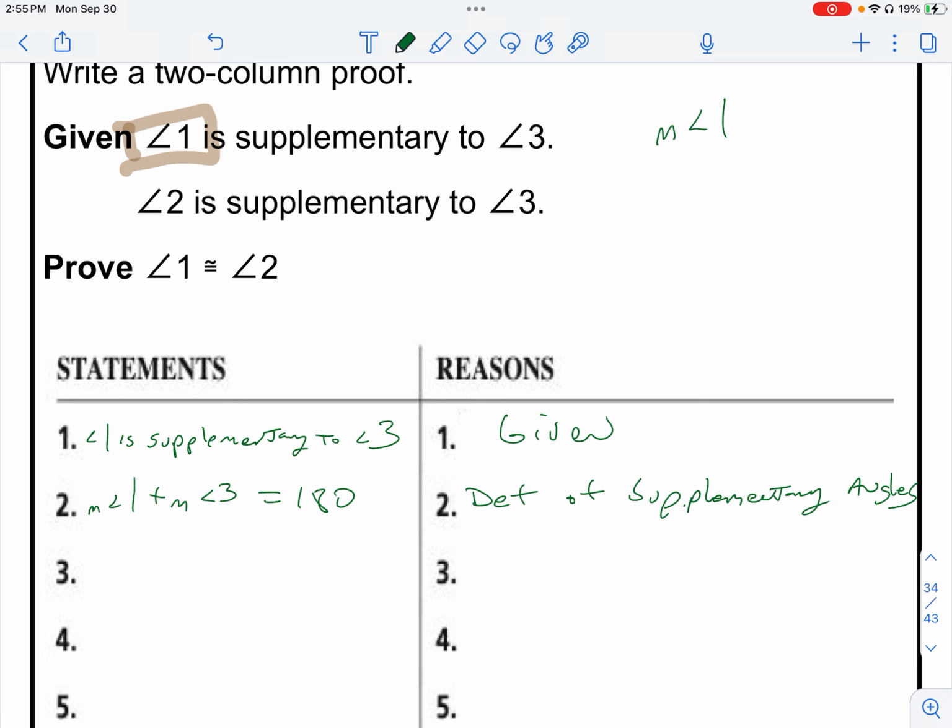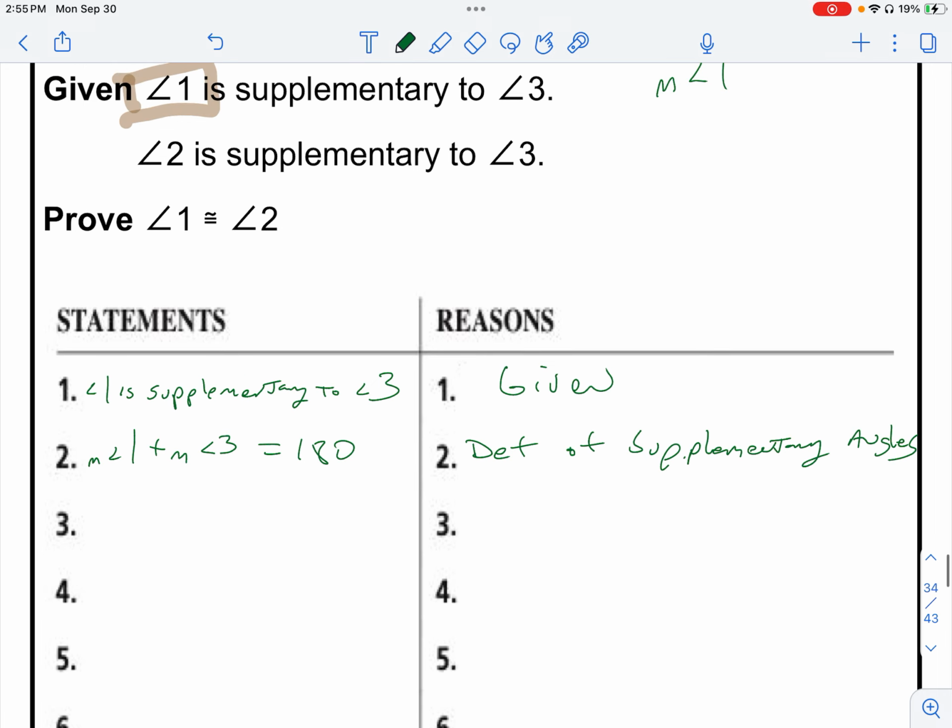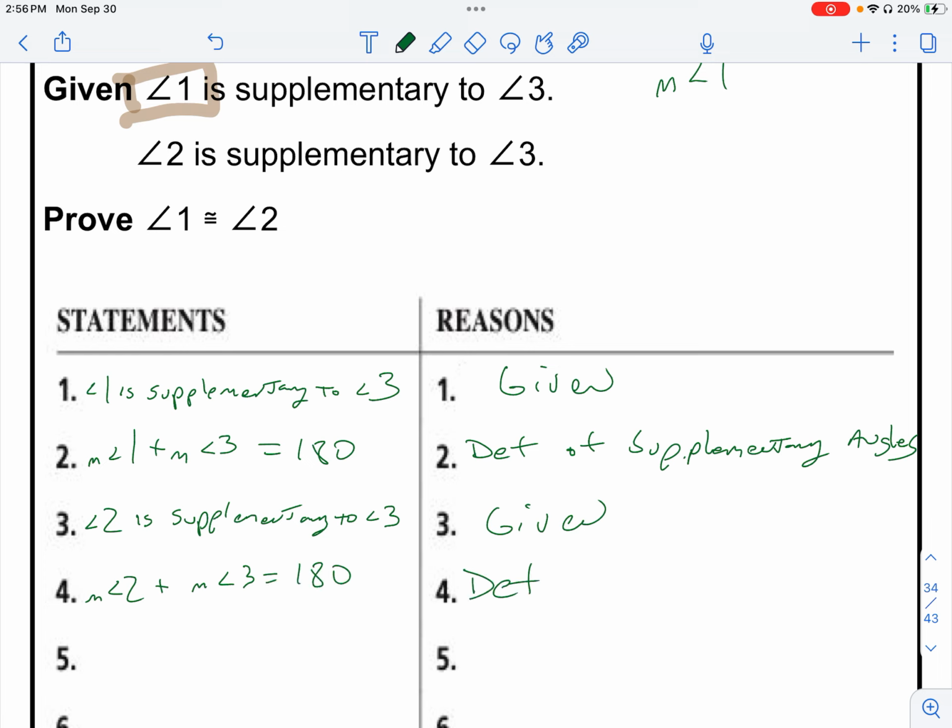And it appears I've gone as far as I can go. So let's get our second given in there. Angle 2 is supplementary to angle 3, also given. And it should come as no surprise that I'm going to convert this over to the numbers just like I did above, using the definition of supplementary angles.